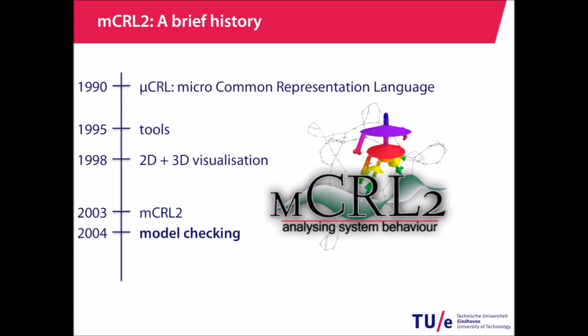But we also included all sorts of fancy new built-in data types like Booleans, natural numbers, integers, real numbers, lists, bags, sets, etc. Everything based on mathematical foundations. And in 2004, a new development started. We started looking into model checking.